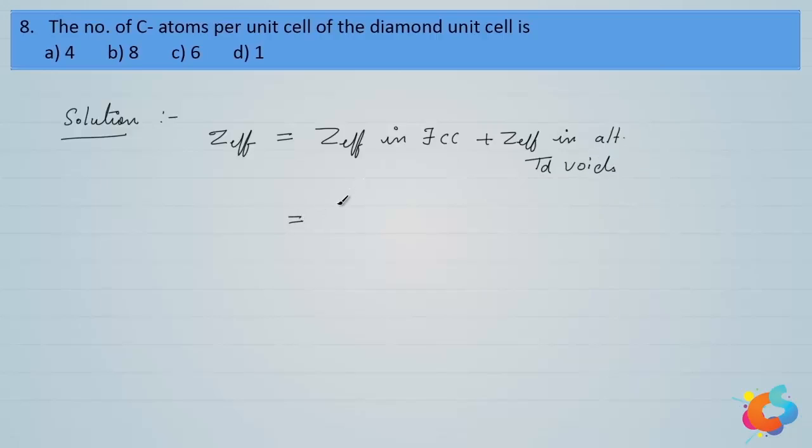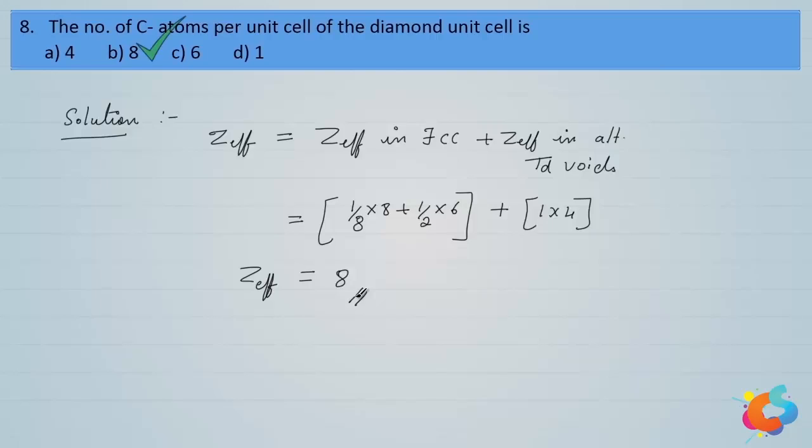Further, let's solve the FCC unit lattice, where 1/8 × 8 + 1/2 × 6 refers to the FCC unit cell, plus 1 × 4 refers to tetrahedral voids. By solving this, we get the value of Z effective as 8. Hence, the number of carbon atoms per unit cell of the diamond unit cell is 8, and the right option is option B.